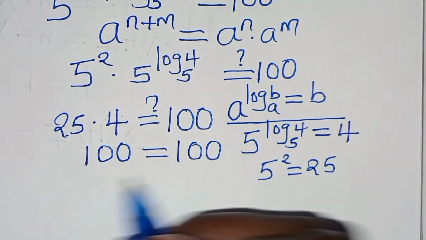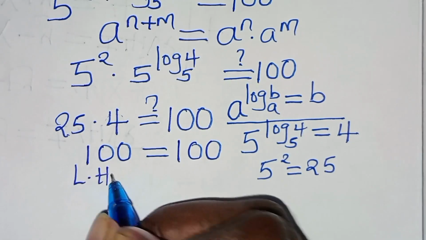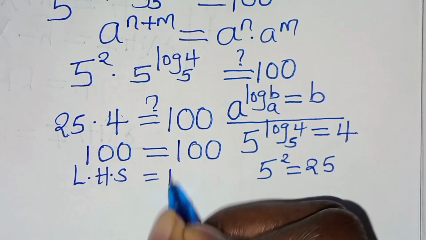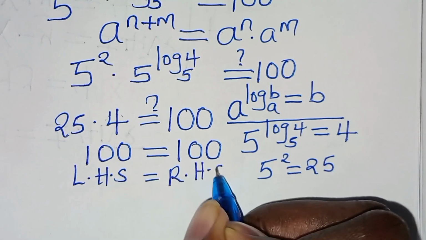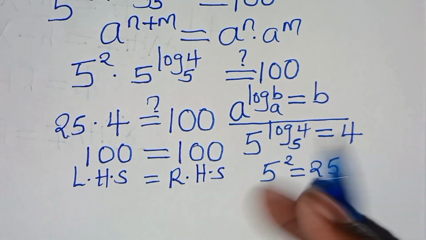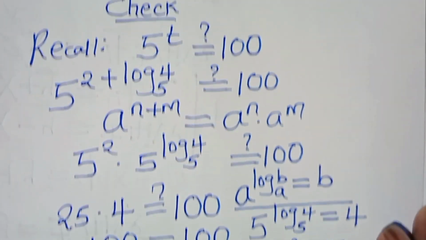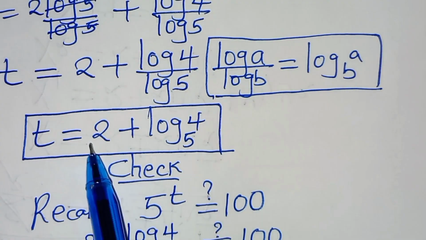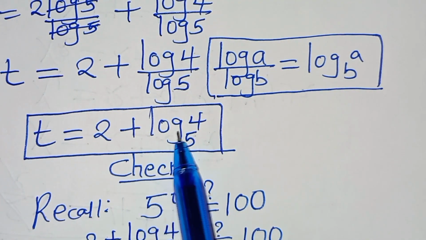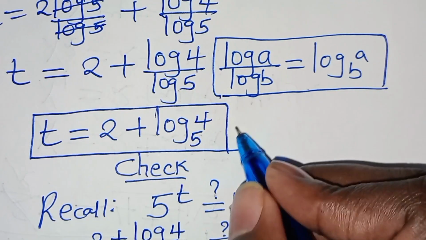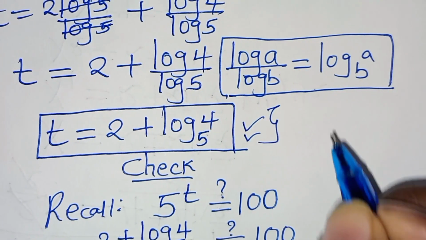So this implies that the left hand side is equal to the right hand side. And this implies that the value of t, which is equal to 2 plus log 4 to base 5, actually satisfies the equation.